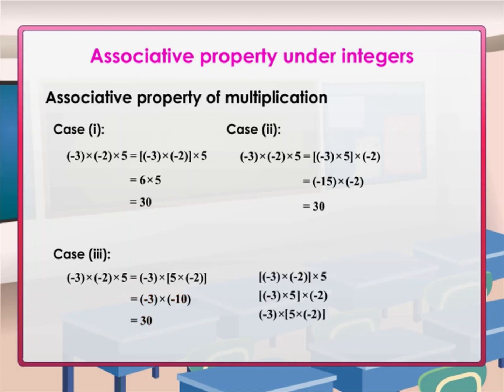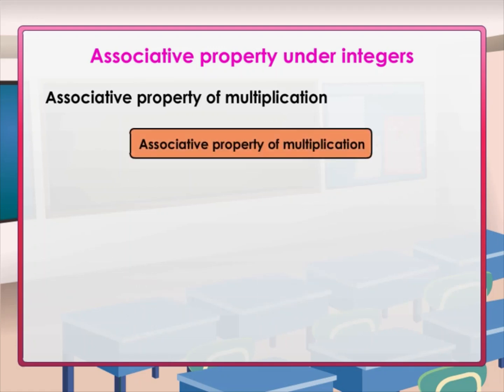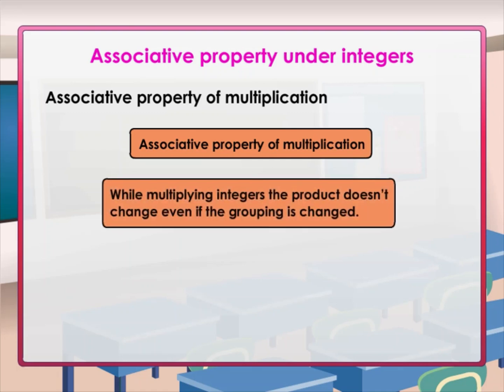What do we see even when we change the grouping? The answer is the same, which is 30 in all the three cases, whether we group minus 3 and minus 2, or we grouped minus 2 and 5, or we grouped 5 and minus 3, the product was always 30 only. You know this means that associative property of multiplication holds true. This says, while multiplying integers, the product doesn't change even if the grouping is changed.